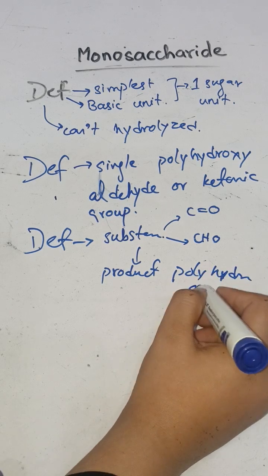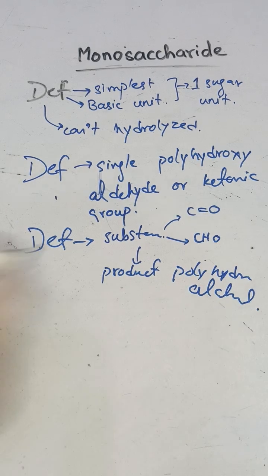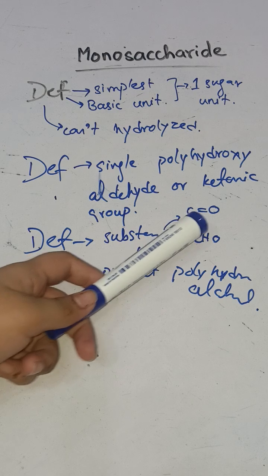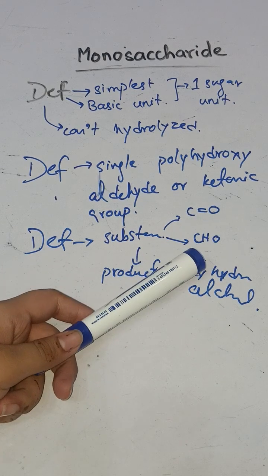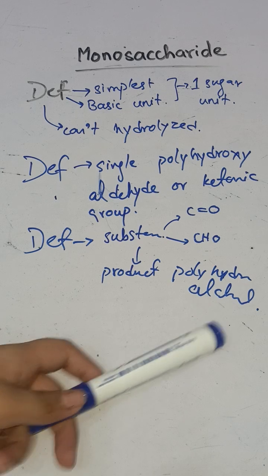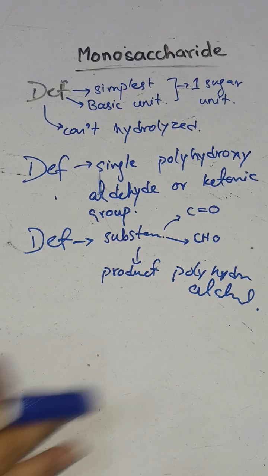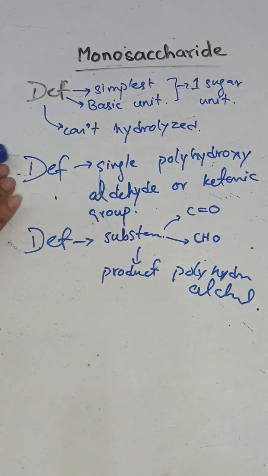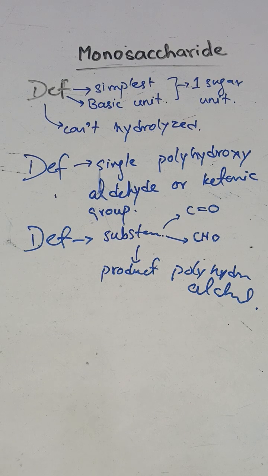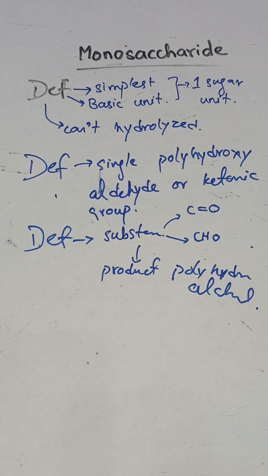polyhydroxy alcohol. So the definition is that monosaccharides are those kinds of substances having the ketonic or the aldehydic group in them, or they are the product of polyhydroxy alcohol. So the meaning of this definition is just the same as definition number 2. Now just revise with me the three definitions of monosaccharide.